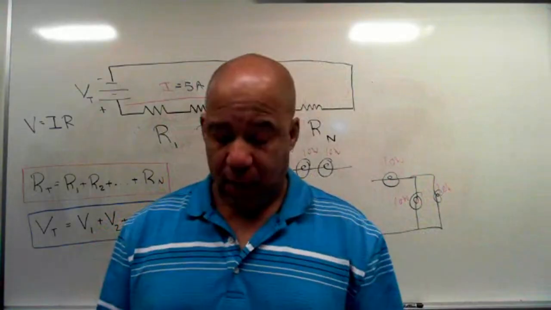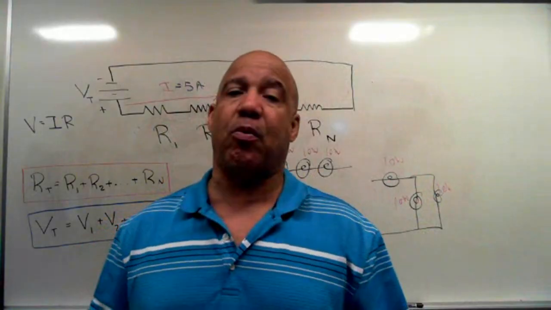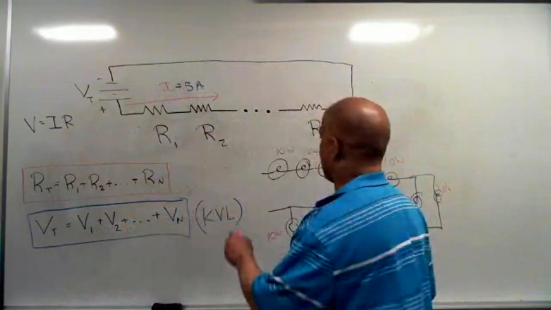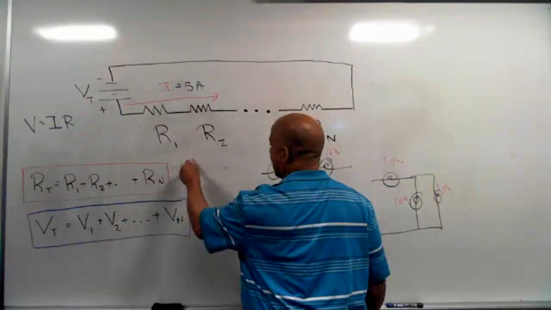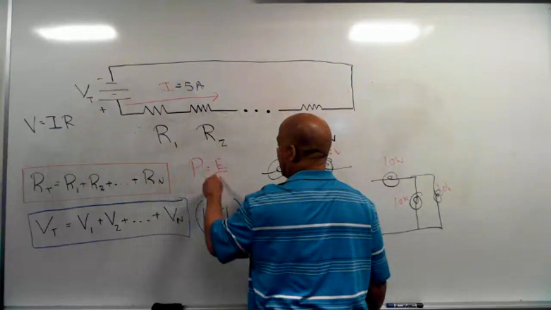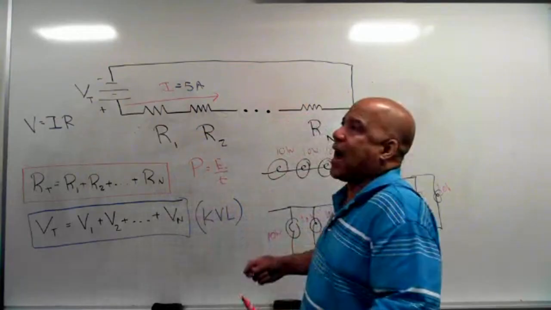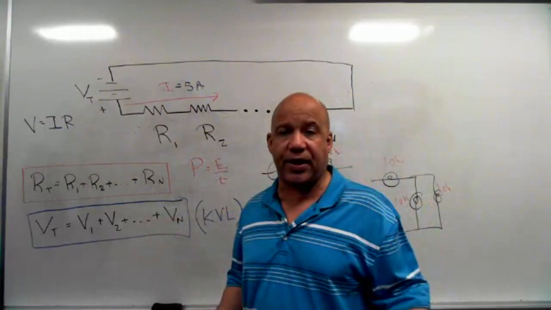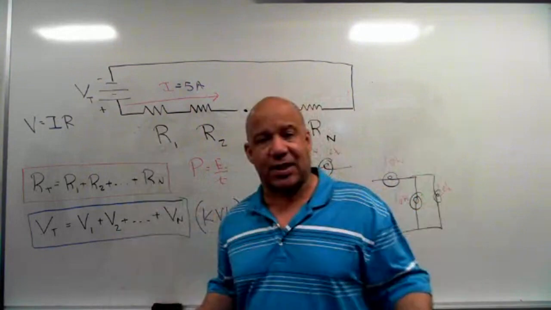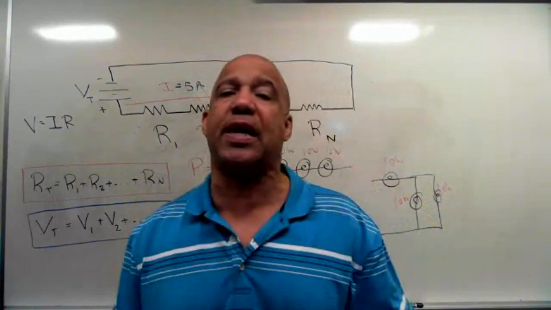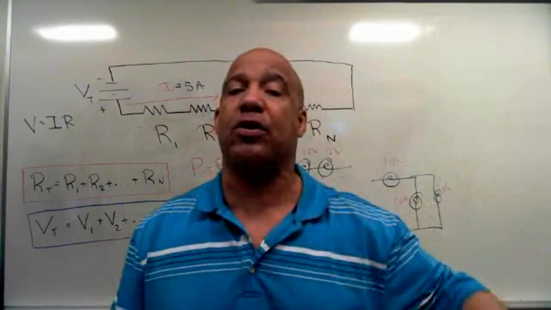I got 30 watts. The reason for that is, remember what power is. One definition of power is energy converted per unit time. So think of power as just energy in motion. That's all it is. And energy is conserved. The conservation of energy principle says energy cannot be created or destroyed.